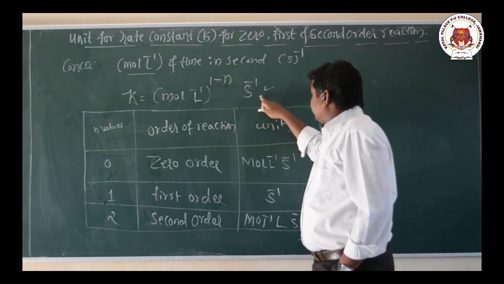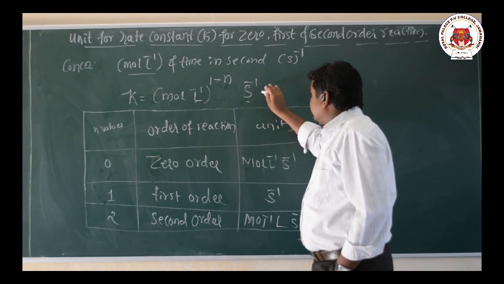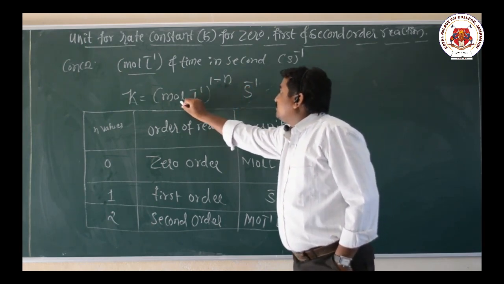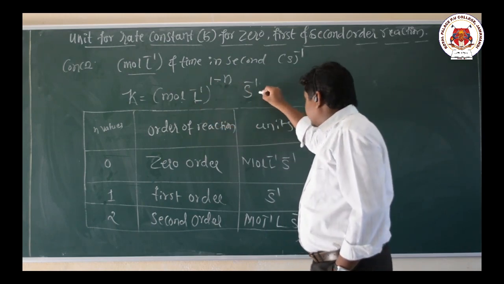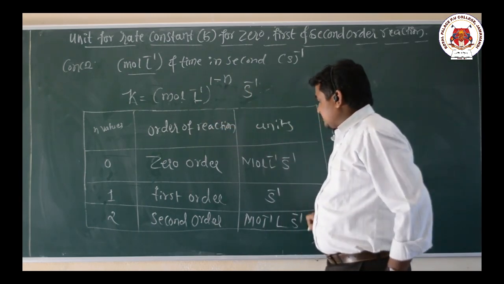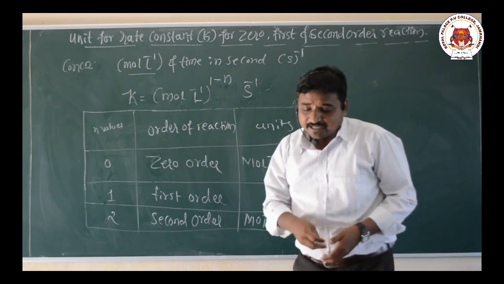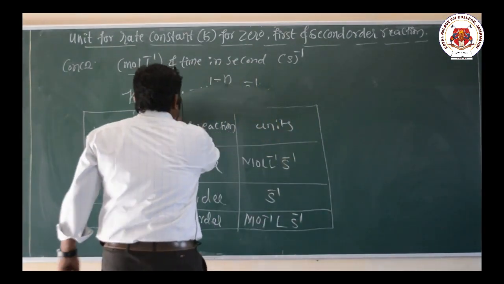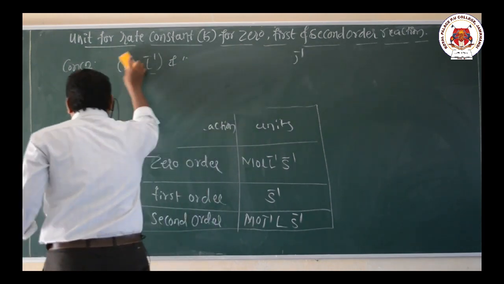So the unit of a first order reaction is per second only. If you put the n value as 2, that will become per mole liter, then what here? Per second. So this is the unit of what here? Second order reaction.